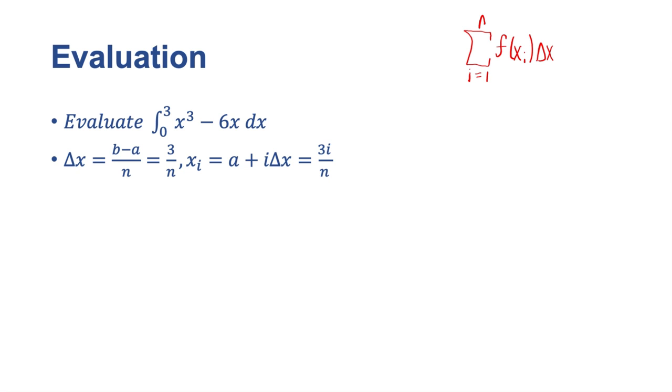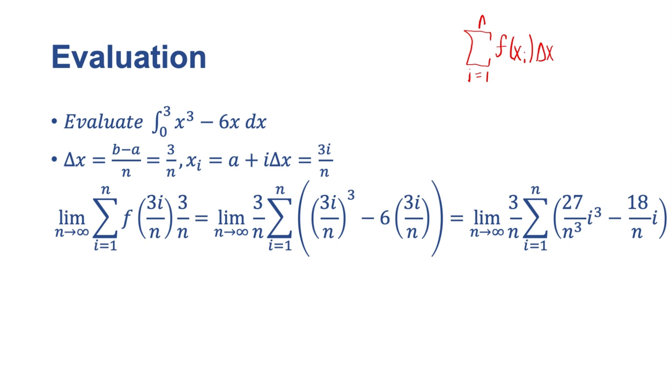All right, so now let's try to evaluate this guy. So we need to put this into our Riemann sum and tack on the limit as well. So that's going to give us the limit as n approaches infinity of the sum from i equals 1 to n of f of 3i over n times 3 over n. Let's take out that 3 over n, and we are going to put our function in there as well. That's going to give us the limit as n approaches infinity of 3 over n times the sum from i equals 1 to n of (3i over n) cubed minus 6 times 3i over n.